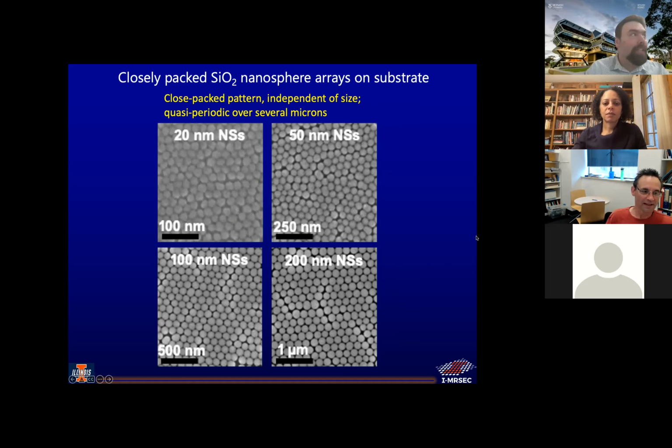I have also a question. What bounds the nanosphere size? Can they be made even smaller?